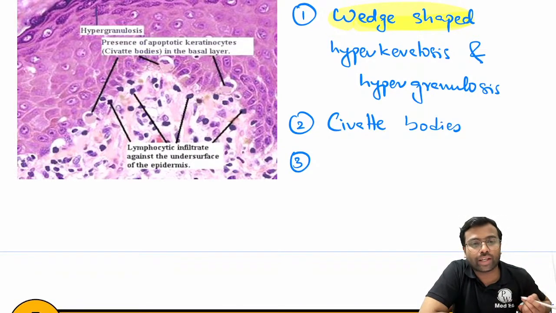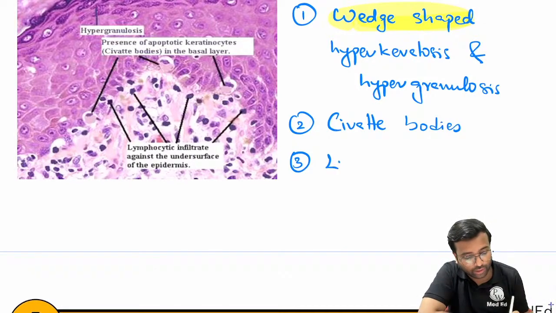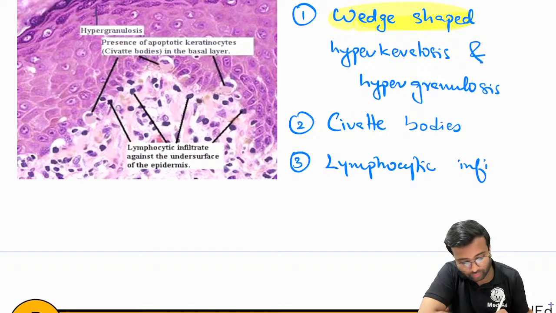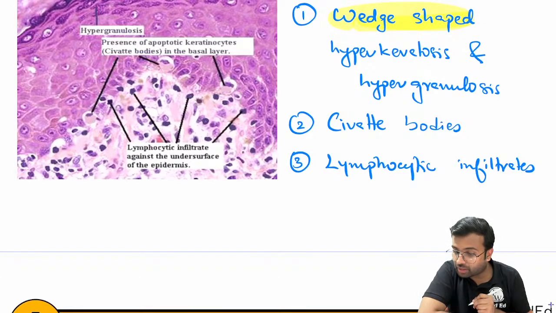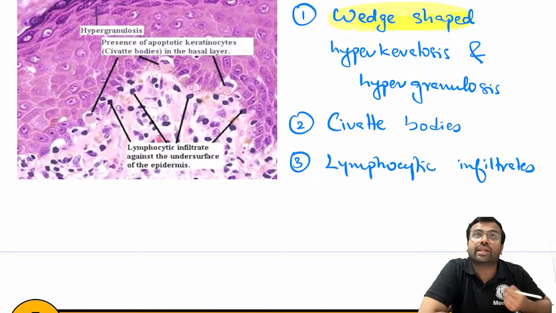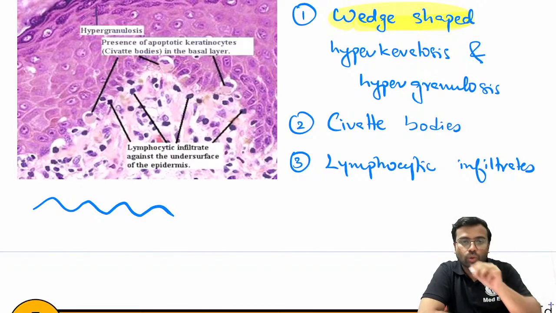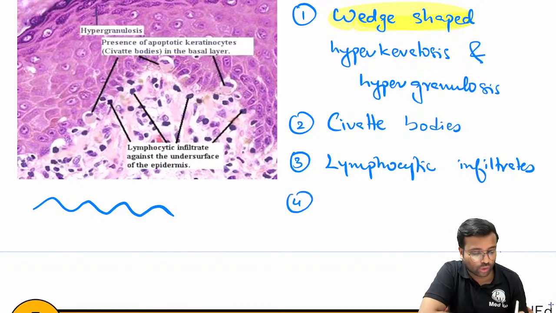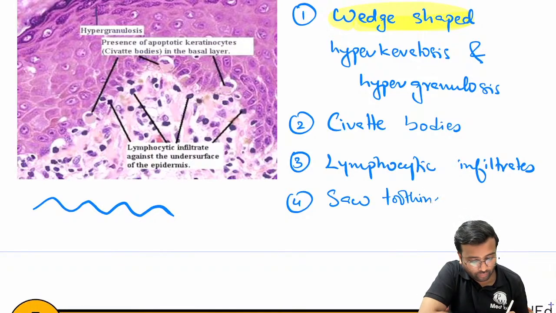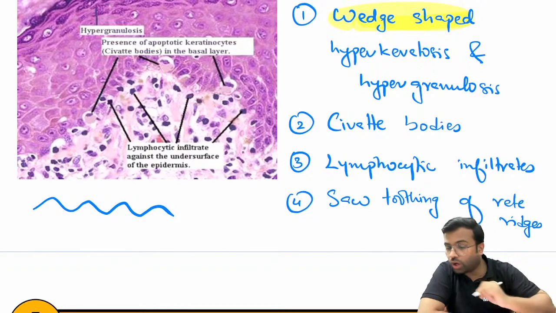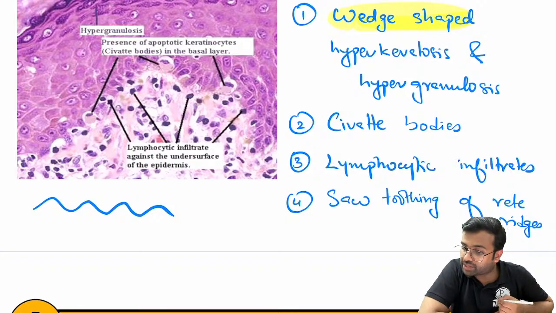And along with those findings, you can find some lymphocytic infiltrates also. Lymphocytic infiltrates can also be seen. And what happens here is there is something called as rete ridges. These rete ridges become something like this, which is compared to a sawtoothing. So this is called sawtoothing of rete ridges. So all these things can be seen.